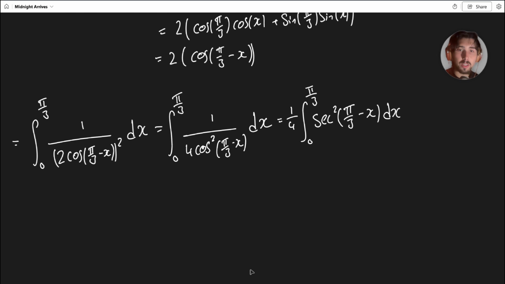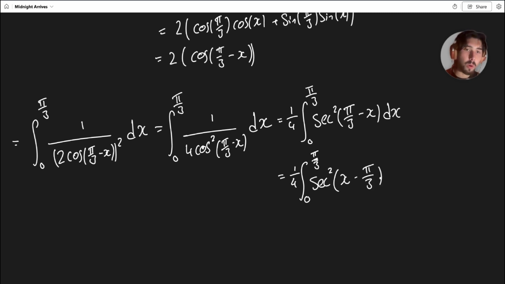And by the way guys, one thing that I'm going to do to make my life slightly easier is I'm going to rewrite this as a quarter integral from 0 to pi over 3. And instead of sec squared of pi over 3 minus x, I'm going to rewrite this as sec squared of x minus pi over 3. And you are allowed to do that because I've basically just timesed the inside of that by the number -1. But you can do that because cos of theta is the same as cos of minus theta. And of course, when you square it, that doesn't make a difference. And when you take the reciprocal of it, that's the sec squared function. It doesn't matter, so I'm allowed to do this.